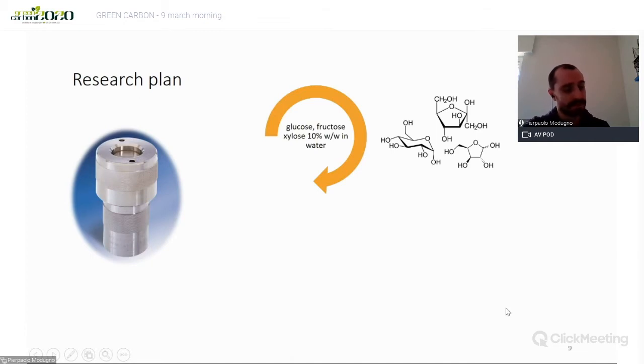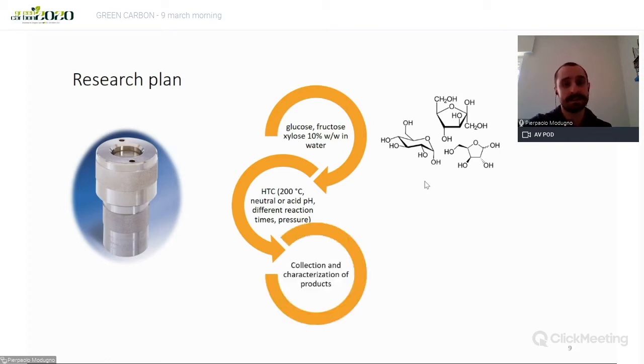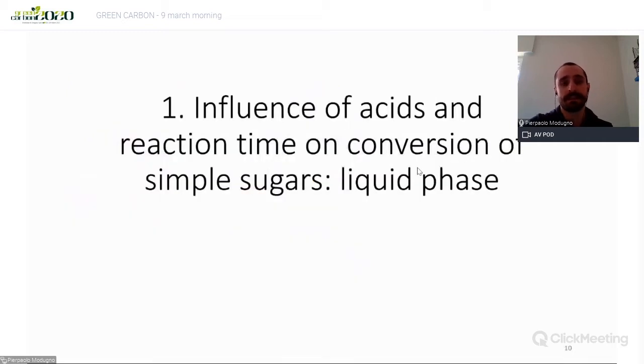My work consisted of preparing 10% weight solutions of fructose, glucose, and xylose in water, subjecting these solutions to hydrothermal treatment at 200 degrees in different conditions of pH, reaction time, and pressure, and then collecting the products. The liquid phase was analyzed via HPLC, and the solid phase was characterized by SEM, NMR, FTIR, and MALDI mass spec.